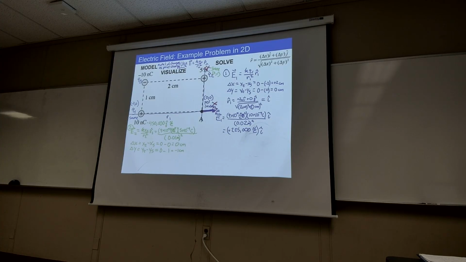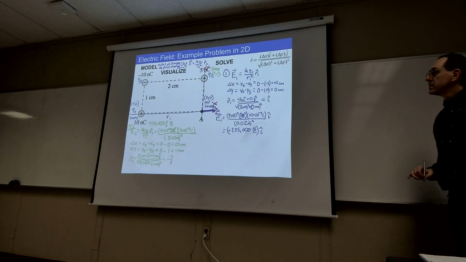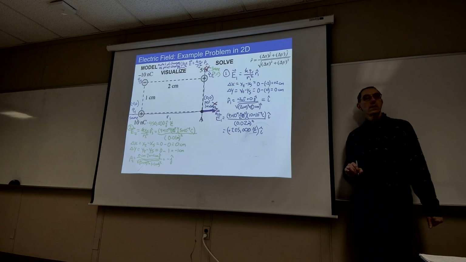That's in centimeters. So to plug in, R2 hat is going to be equal to 0 centimeters times I hat plus negative 1 centimeter times J hat, divided by the square root of 0 centimeters squared plus negative 1 centimeter squared. The denominator is just 1, so we'll end up with basically negative J hat. Does that make sense?